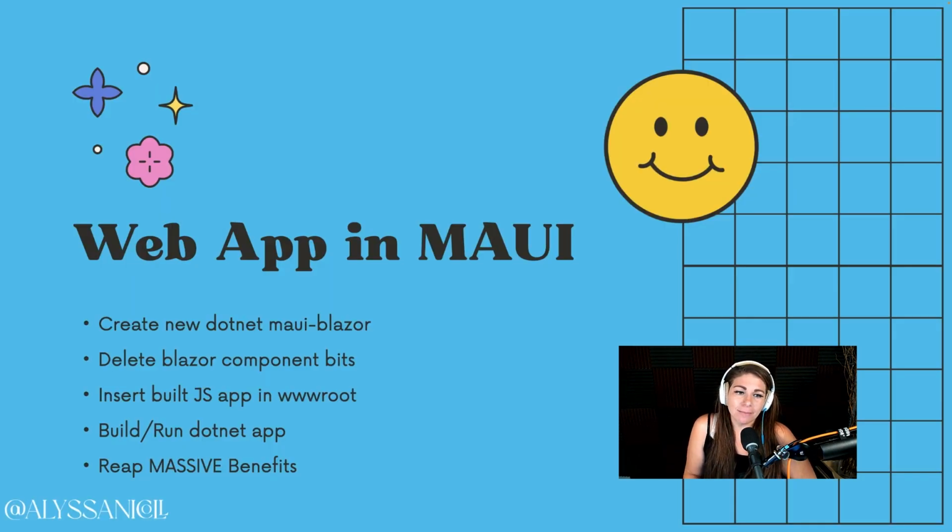But these are the steps that we walked through earlier of creating that .NET Maui Blazor app, deleting the Blazor component bits, inserting our JavaScript app that we built into the wwwroot folder, and then build and run, right? And you can run it on different devices. And now we want to talk about the actual deploy step, but screenshot this. This is definitely the major steps of getting to that point where you're ready to deploy.